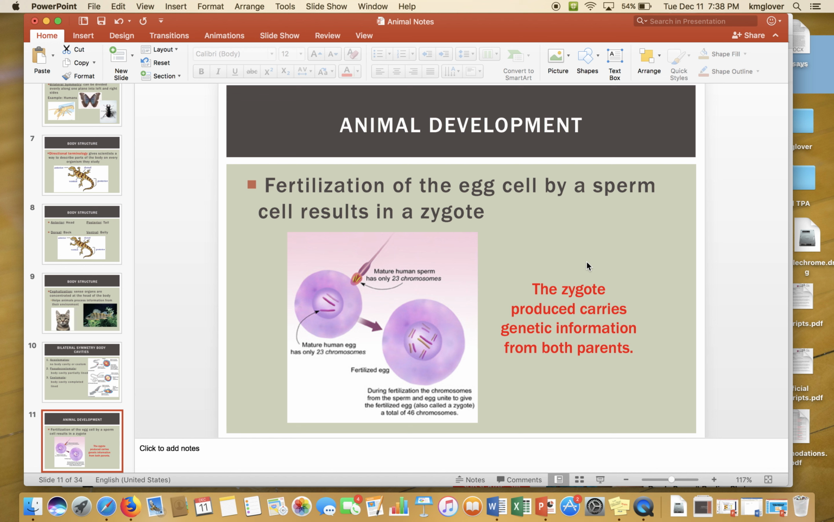It has the weird cheek and the leg. Yeah, it once started as a zygote.